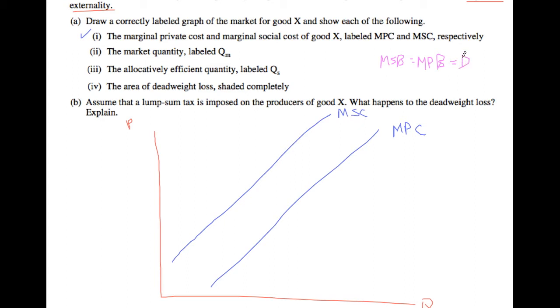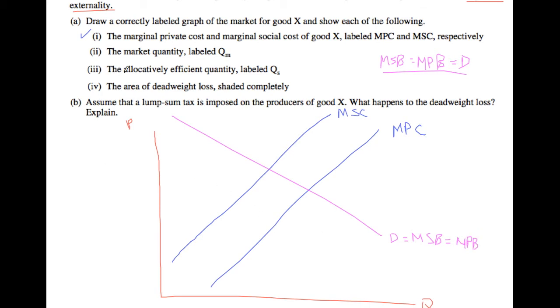And that's just because in this case, with the negative externality, what we're dealing with is a difference in the cost, but not necessarily in the overall demand for the good. So let's go ahead and draw that demand curve. This demand curve is also equal to marginal social benefit as well as marginal private benefit.